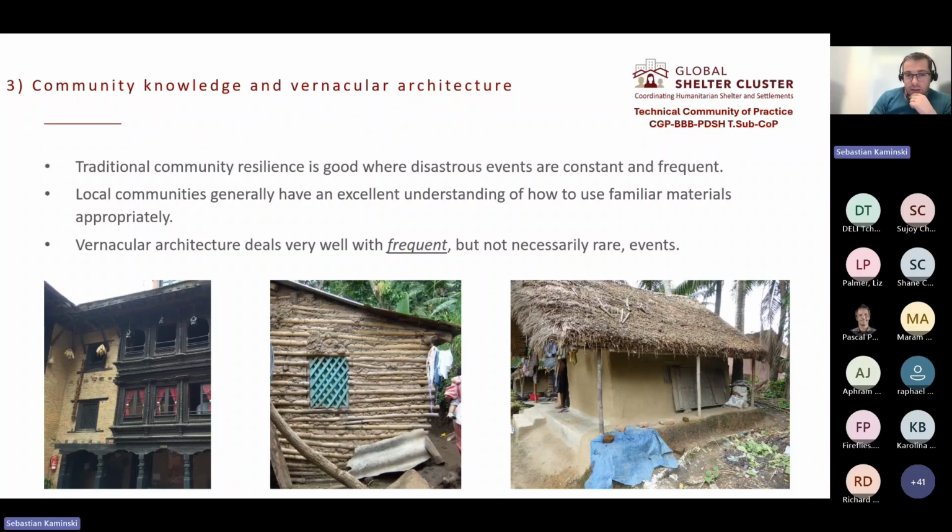Community knowledge and vernacular architecture. I'm sure we all know that traditional community resilience is good, and local communities have a lot of knowledge. But it's important to emphasize that traditional community resilience is good primarily where disastrous events are constant and frequent. Communities generally have an excellent understanding of how to use familiar materials appropriately, but again, the key word is familiar. And vernacular architecture deals very well with frequent, but not necessarily rare events.